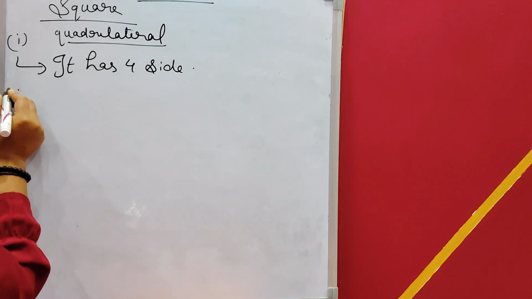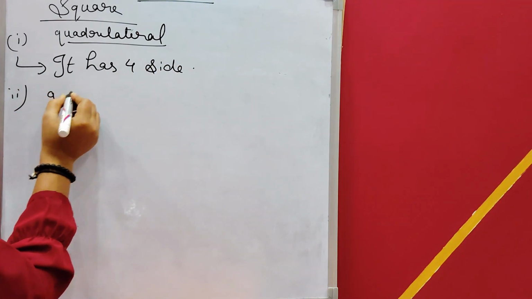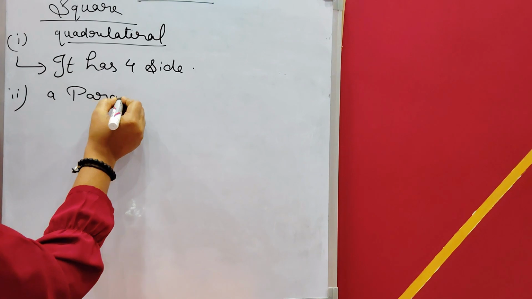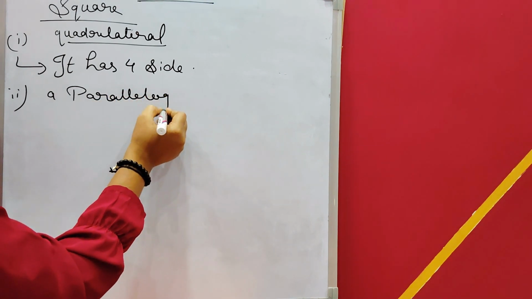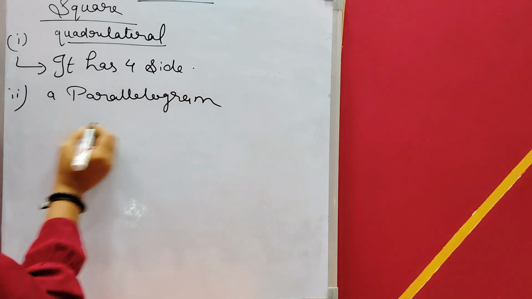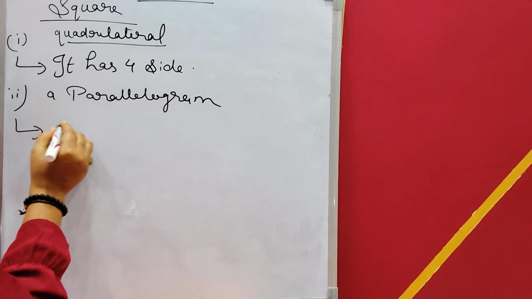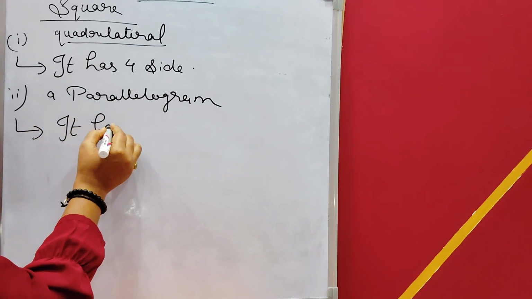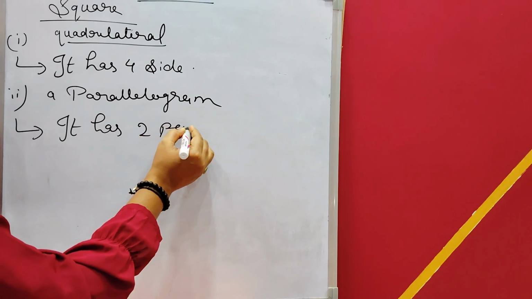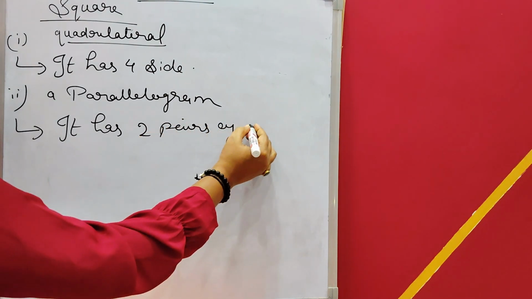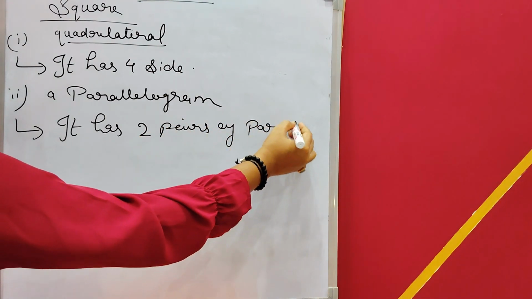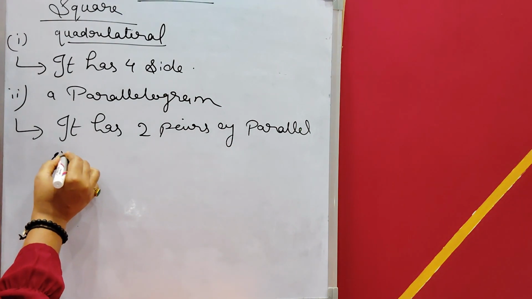Next, it is asking about a parallelogram. You have to prove that it is a parallelogram. Then, what is a parallelogram? State that a parallelogram has two pairs of parallel sides. Definitely, a square has two pairs of parallel sides.